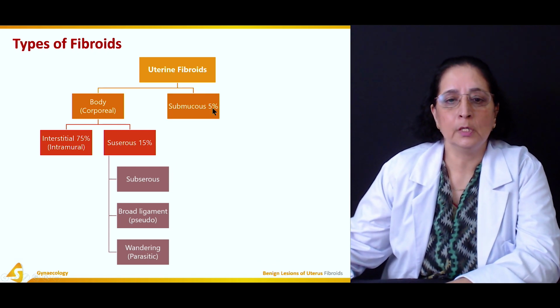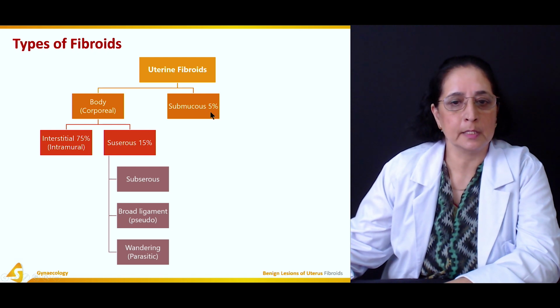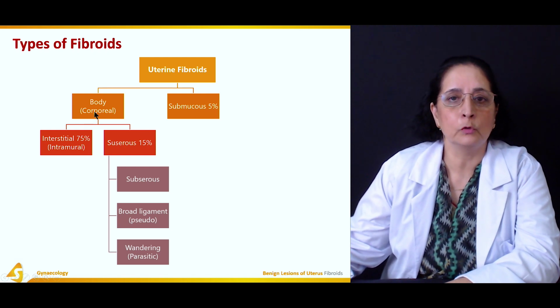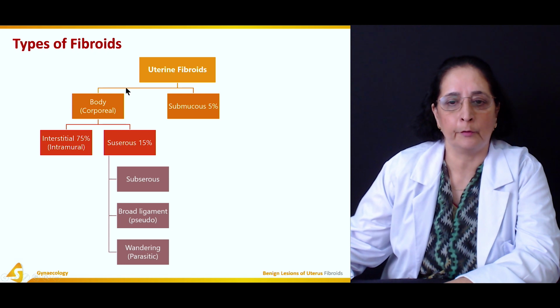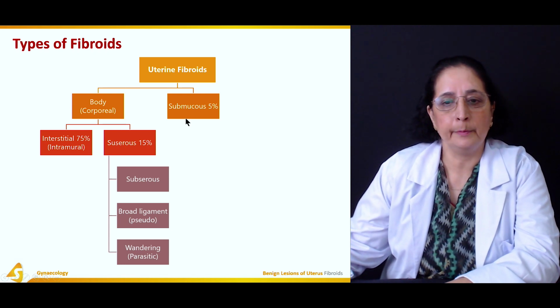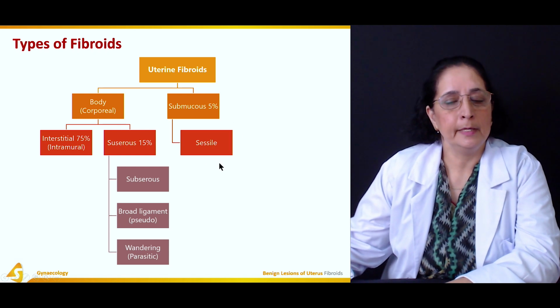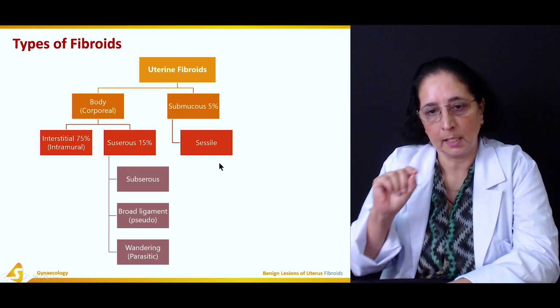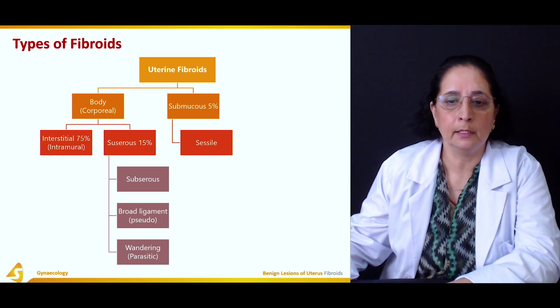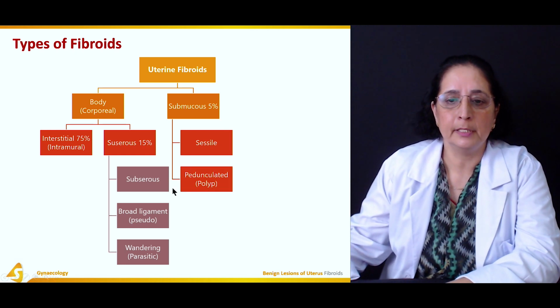Next, submucous fibroids are 5%. Corporeal or body fibroids are the most common type of uterine fibroids. Submucous is 5%, which can be sessile, meaning no stalk or no peduncle. It's not pedunculated, no stalk. Or it can be pedunculated, which might be a polyp.